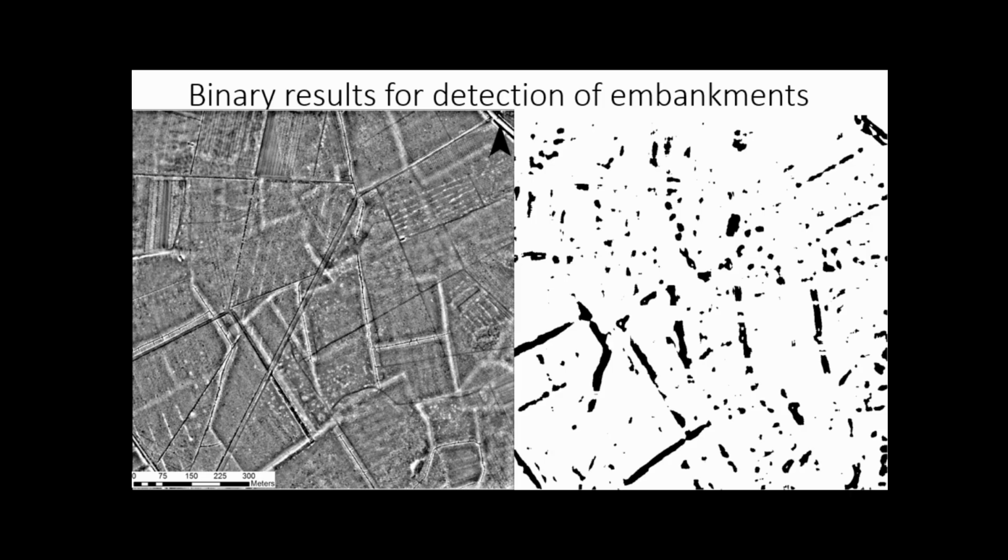There are two different LiDAR datasets with different pixel density. The first one has 50 centimeters per pixel, and the second one 1 meter. Here on this slide, you can see the binary results for the detection of embankments, which works quite well. We had around 70% recognition rate.